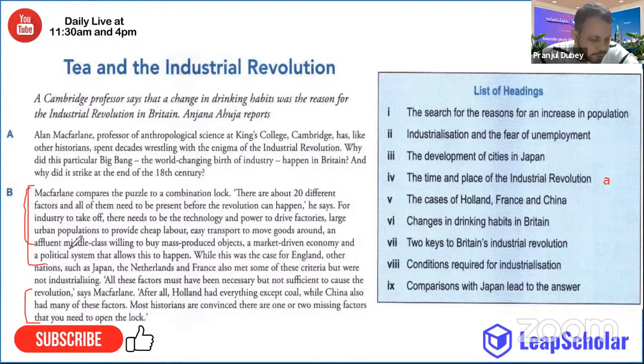Subcore, do you think it's 3? Right. So for B, what's the answer? Come on, in the chat box. What is the answer? 8. Second would be industrialization and the fear of unemployment. Is it, Pranjul?